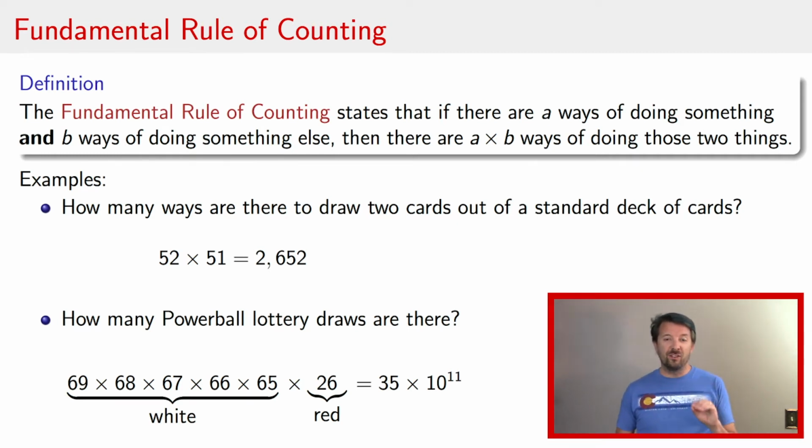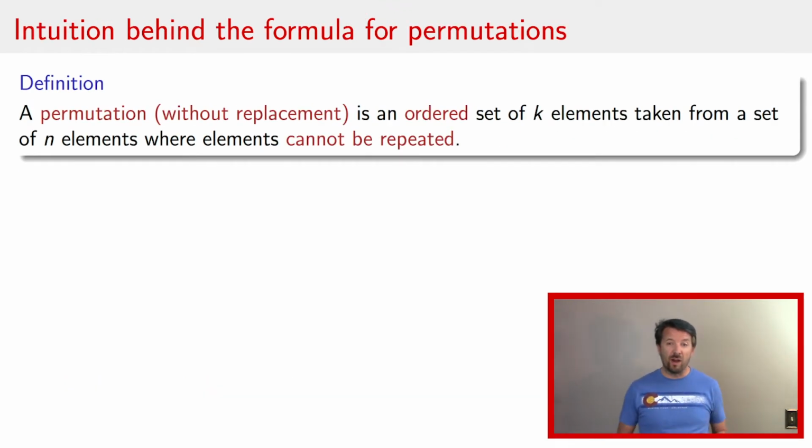All right, now we're going to use that fundamental rule of counting in the context of understanding the formula for permutations without replacement. As a reminder, a permutation without replacement is an ordered set of k elements drawn from a set of n elements, but the elements cannot be repeated. And by cannot be repeated, that's how we refer to without replacement. If somebody just says how many permutations are there and they don't specify, then usually they mean without replacement. Thus, without replacement being put here in parentheses.